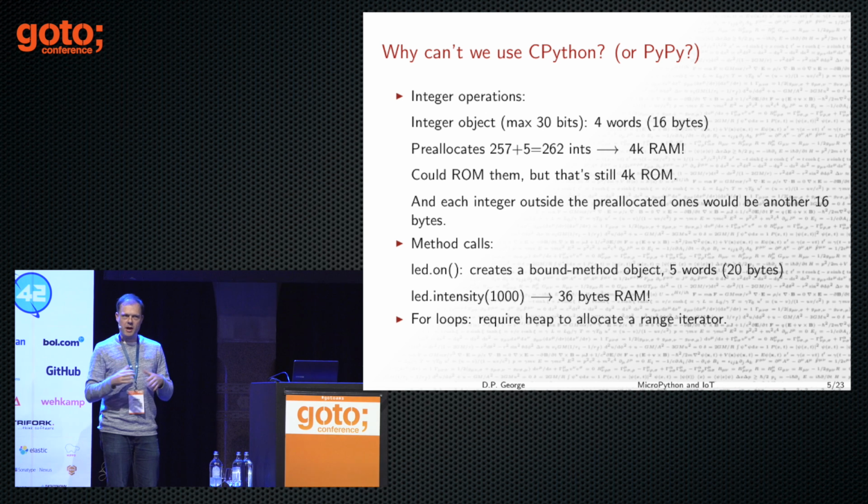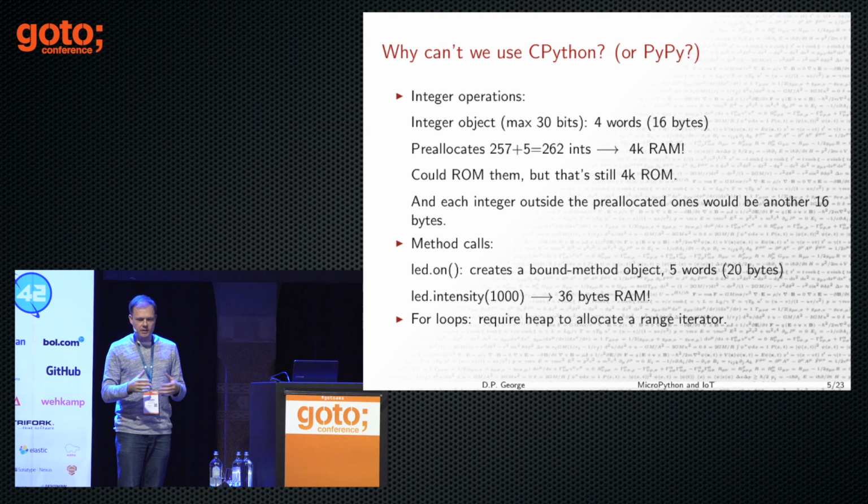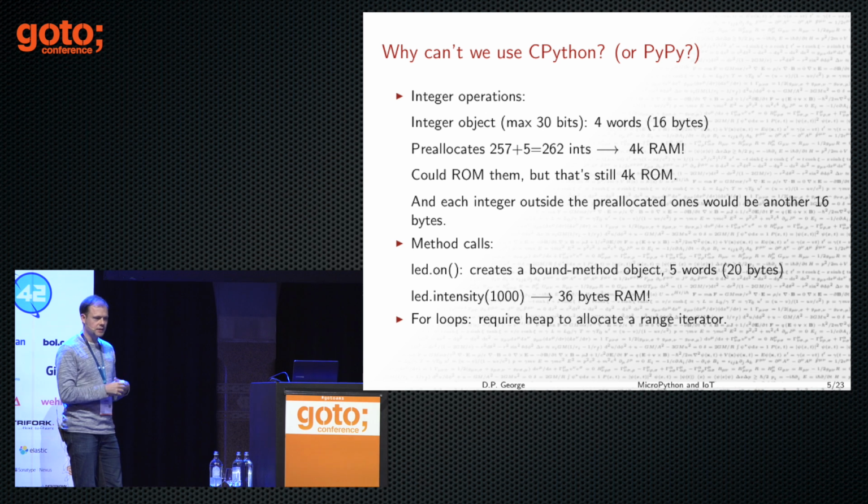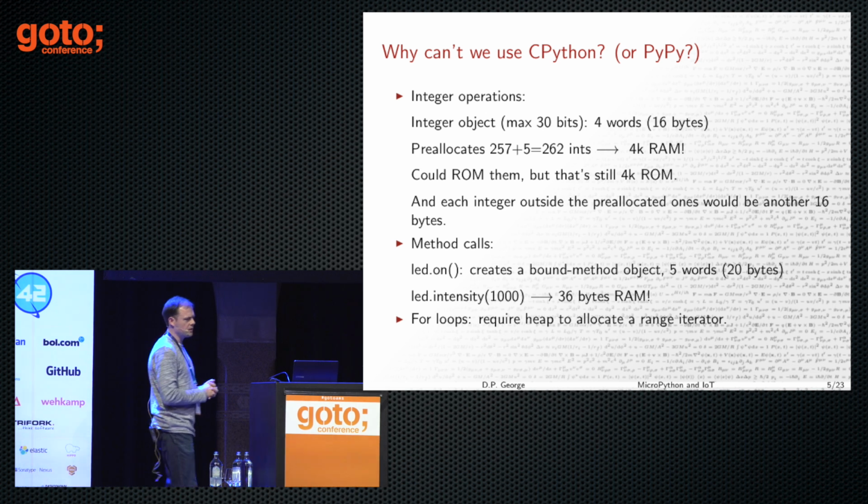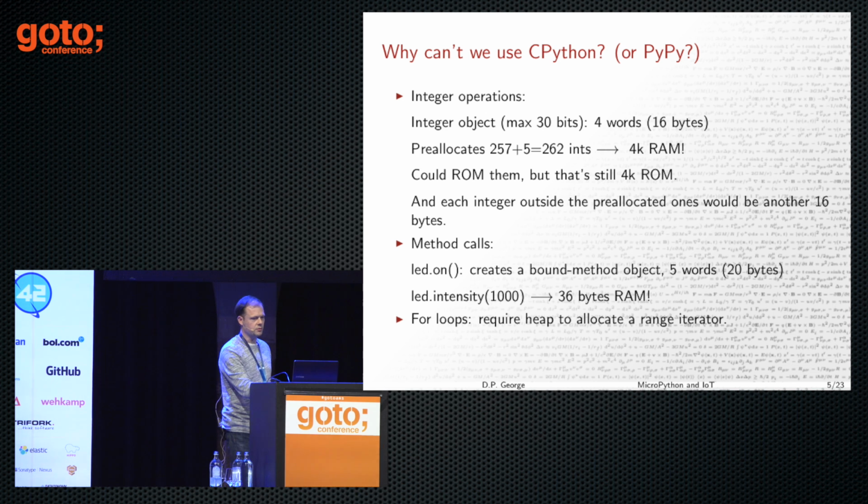And this, apart from using up memory, is also not good from a speed, efficiency and determinism point of view. So if I'm running my code, what if I can't allocate on the heap? I have to do a garbage collection. That's not good if I just want to turn a light on. So there are things like this which make it hard to run normal Python on a microcontroller. And then there are other things that use heap memory, like for loops, for example.